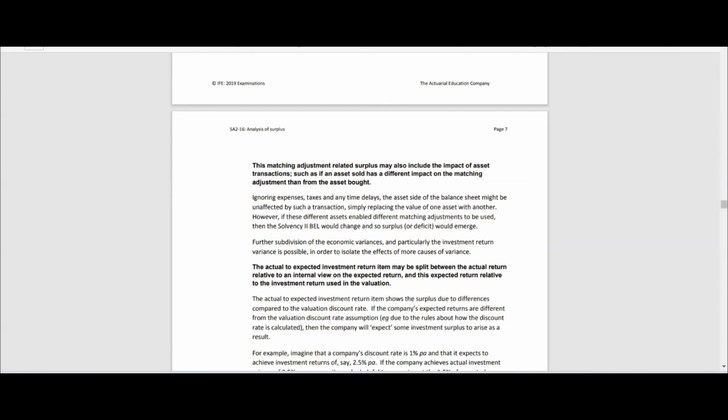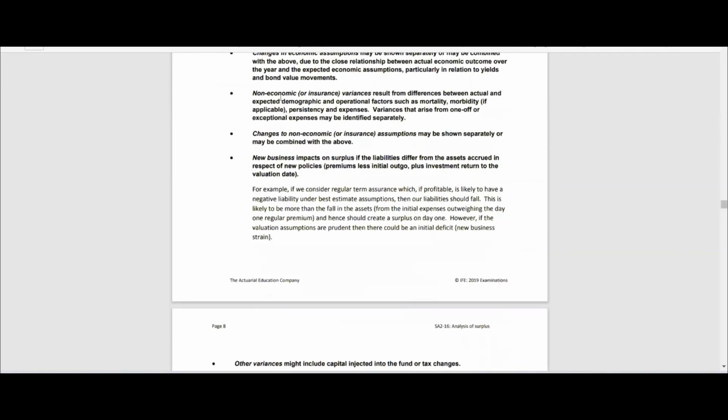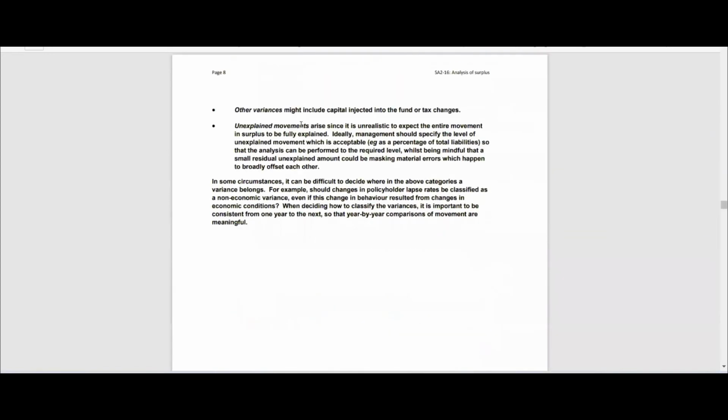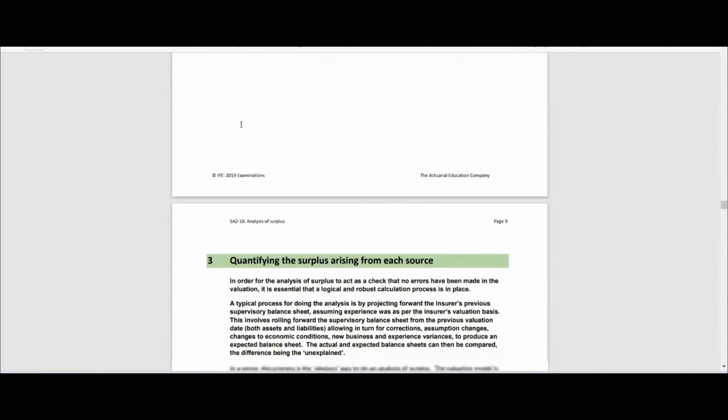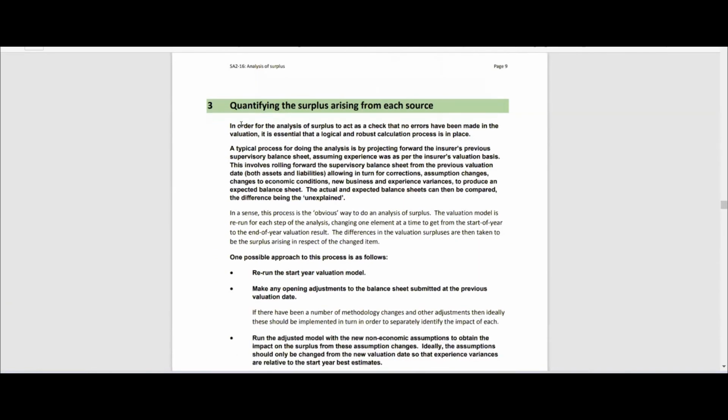And obviously it can be split into expected and actual. We have already covered that, right? So non-economic variance we have already covered. Expected, which is the demographic assumptions, mortality, expense, lapse. We have already covered this. And even after all of this, there might be unexplained, and then the unexplained needs to be captured. So I think we have seen the theoretical portion of it, right?